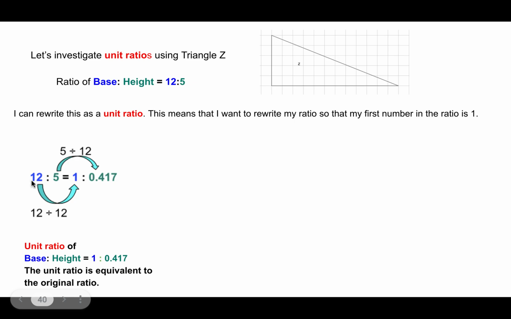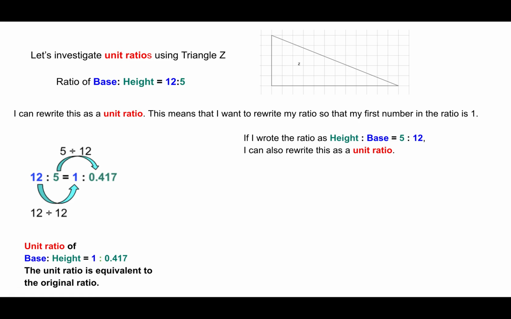Now remember that these are equivalent. They mean they equal the same amount. But let's say I want to reverse it. Instead of doing base to height, I want to do height to base. Notice now the height is 5 and the base is 12. I just reversed the order.